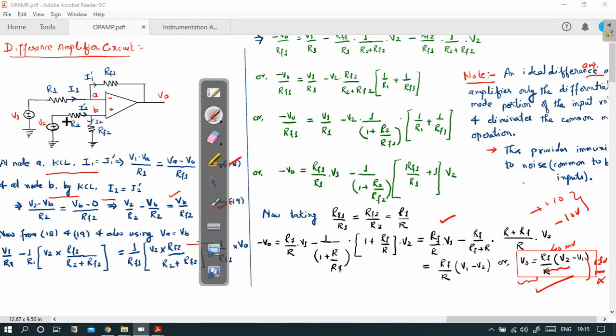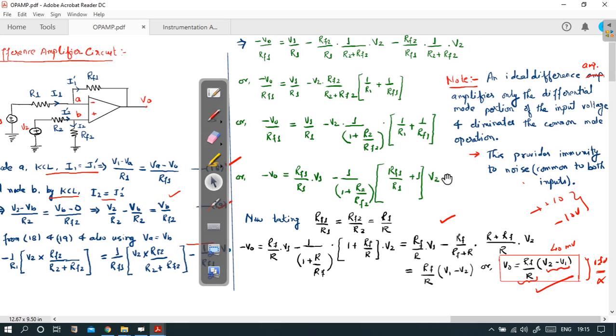Okay, so if it is eliminating that common part, it means that it is eliminating that noise also. So that common part noise gets eliminated. And it just amplifies the difference of these two signals, and that is why this difference amplifier is so important. Okay.